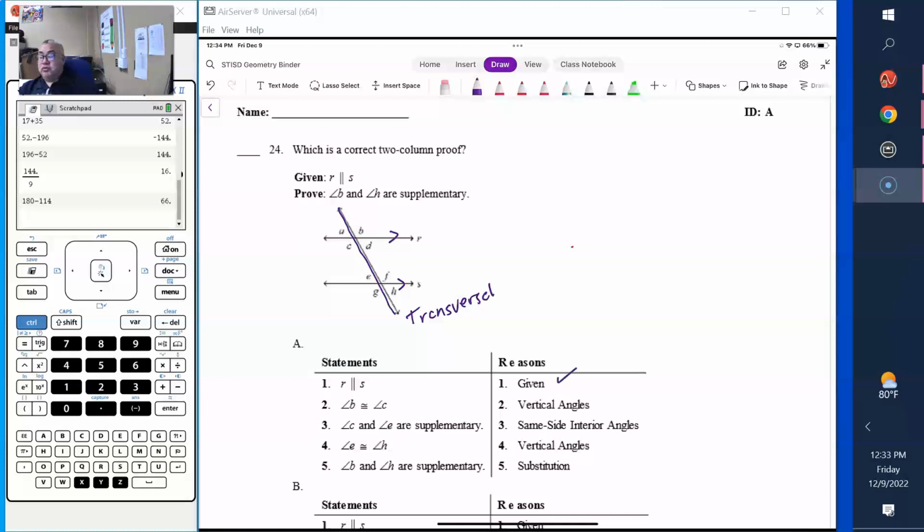The first one is true. In this first answer, R is parallel to S. Now what they're saying is that angle B and angle C are vertical angles and they're congruent. Now they're saying that angle C and angle E are supplementary. Remember, those are same side interior angles.